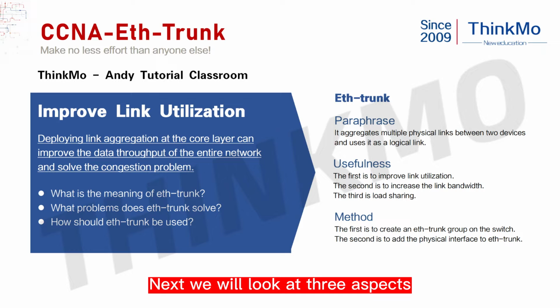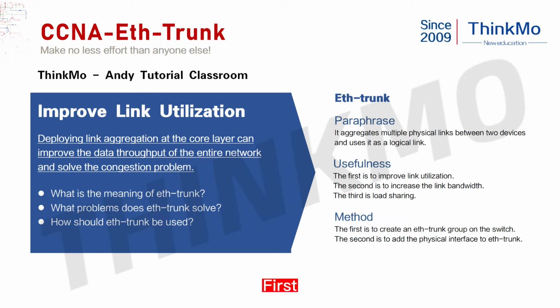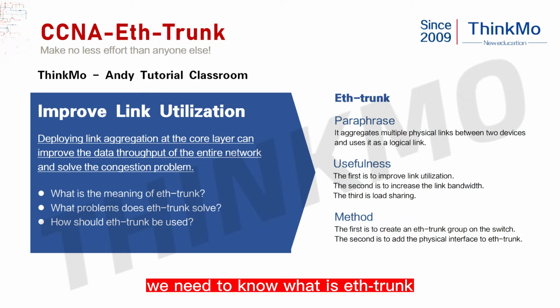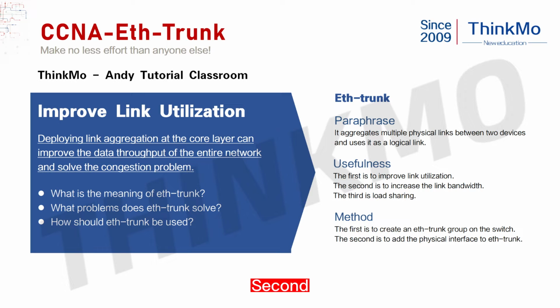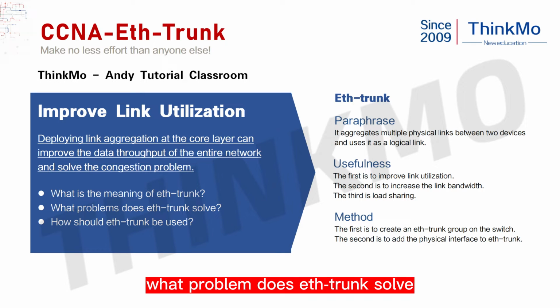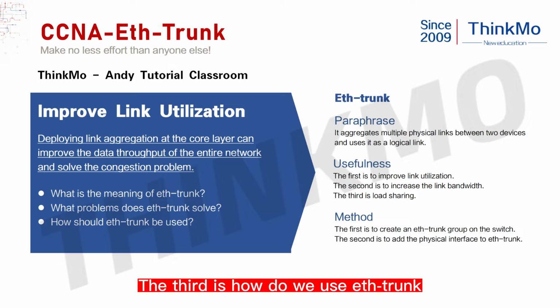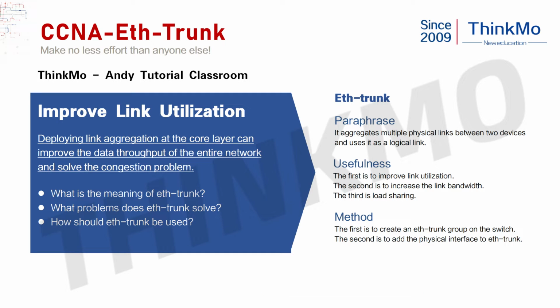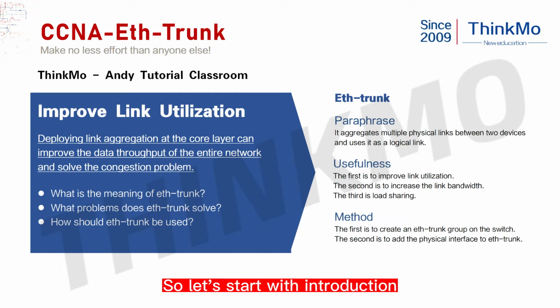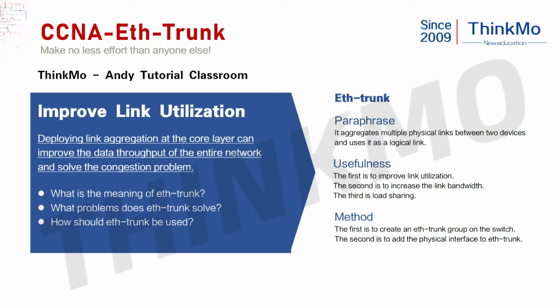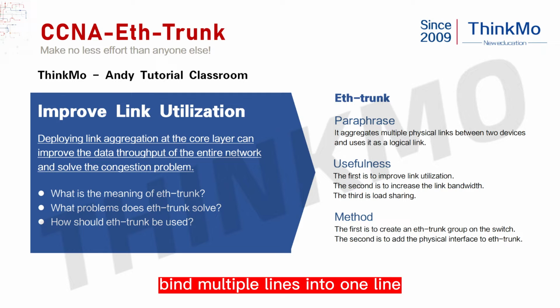Next we will look at three aspects. First, we need to know what is an ETH trunk. Second, what problem does ETH trunk solve? The third is how do we use the ETH trunk? So let's start with the introduction. What is ETH trunk? It is mainly to bind multiple physical ports as a logical port. It can also be interpreted as binding multiple lines into one line.